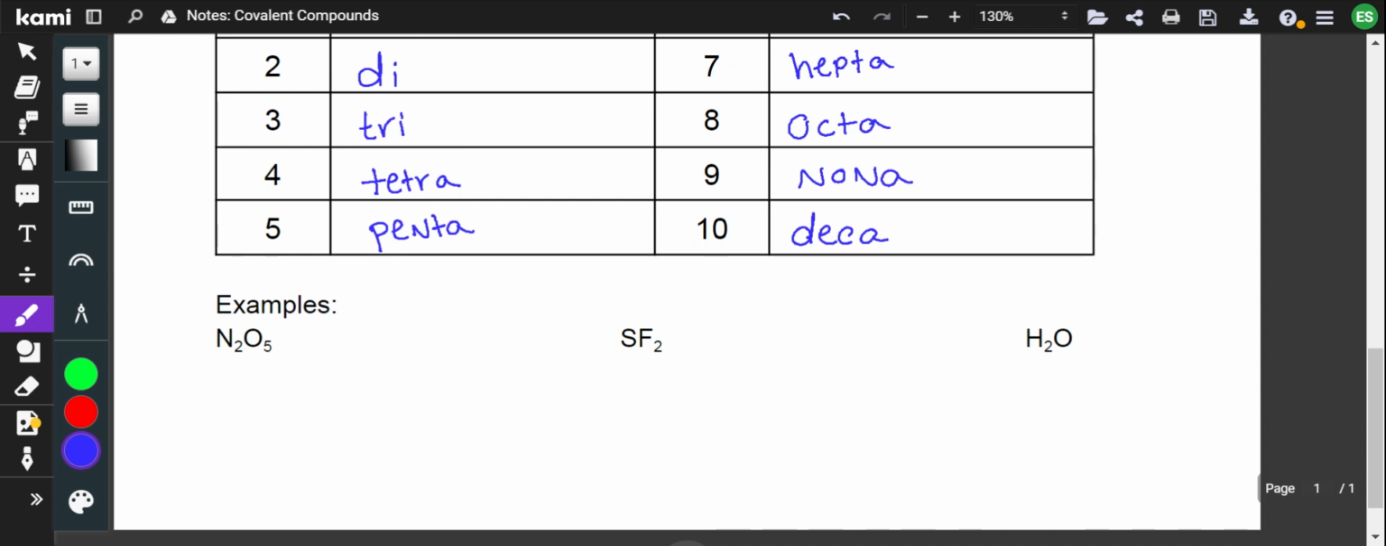N2O5 is our first example. So my first way to go about writing the names is I like to look at what the elements are. Let's look at the elements first. We've got an N and we've got an O. Well, I know N, that is nitrogen. So there's my first element. O, that's oxygen. So I've got nitrogen and I have oxygen.